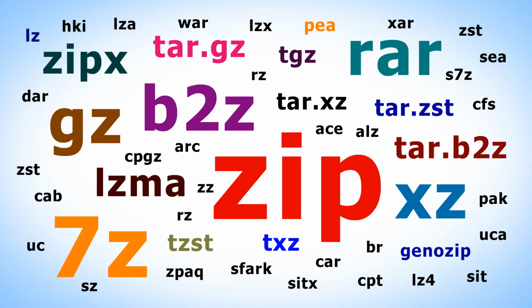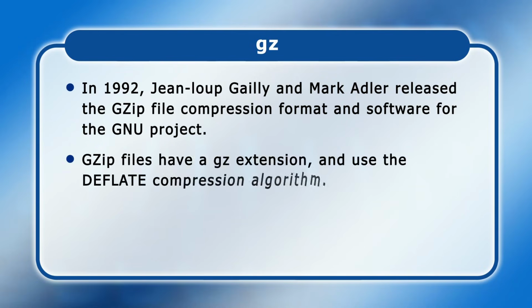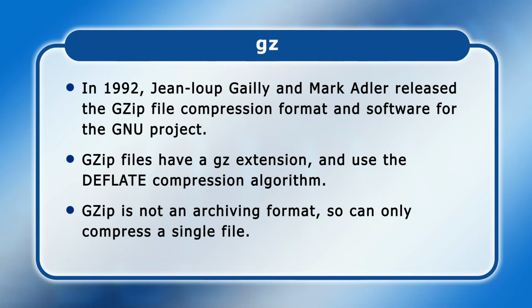In 1992, Jean-Luc Gailly and Mark Adler released the GZip format and software for the GNU project. GZip files have a GZ extension and use the deflate compression algorithm commonly used in ZIP. However, unlike ZIP, GZip is not an archiving format, so can only compress a single file.